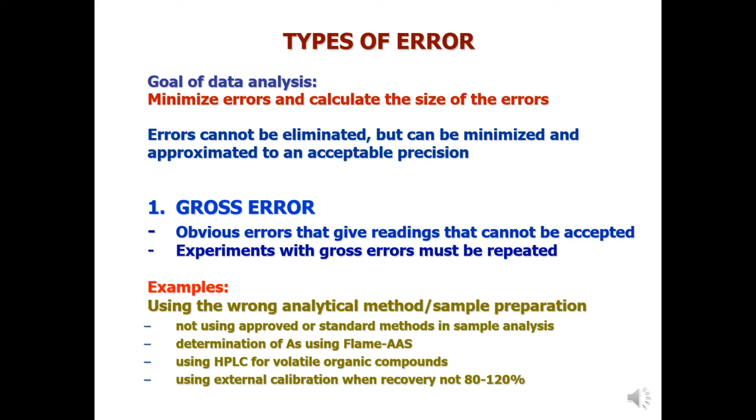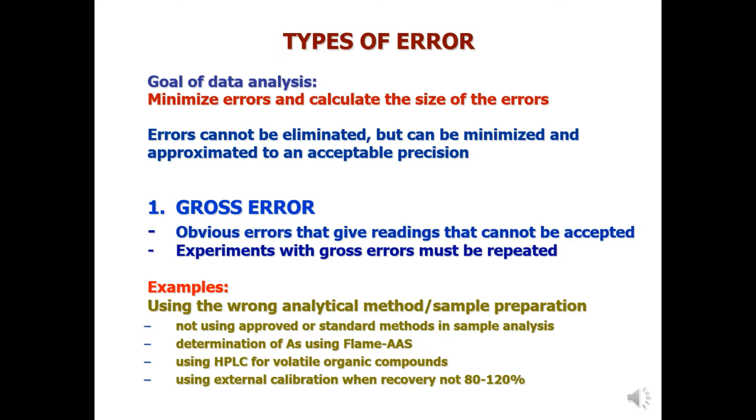Similarly, if you are determining arsenic using flame AAS, whereas in your lab you have graphite furnace or hydride generation, you are choosing the wrong technique. Because arsenic is volatile, the residence time in the flame is very short, as such you cannot detect at the part per billion level. It can only be detected at the part per million level. So you are using the wrong technique.